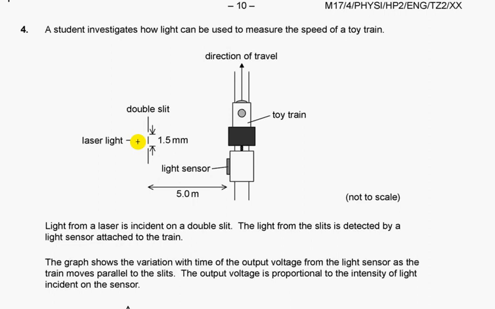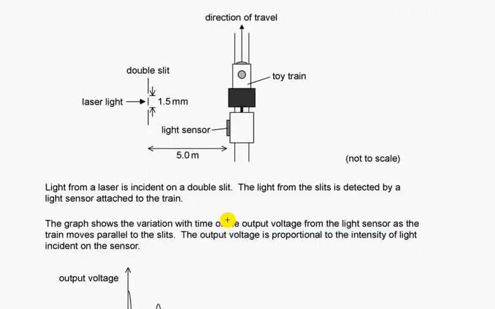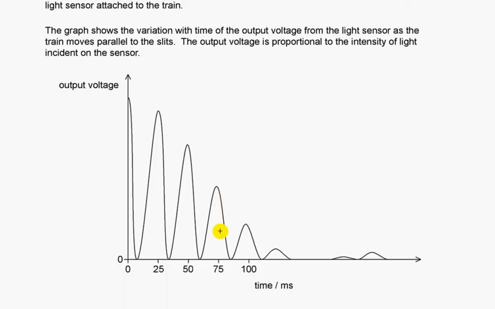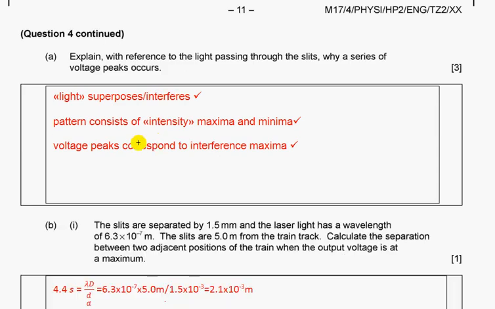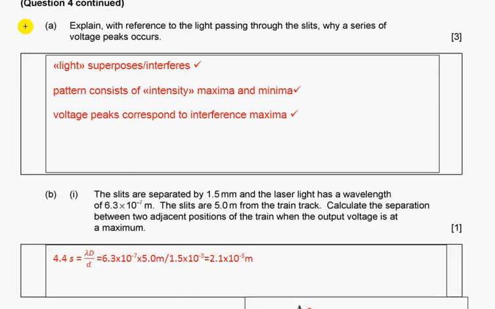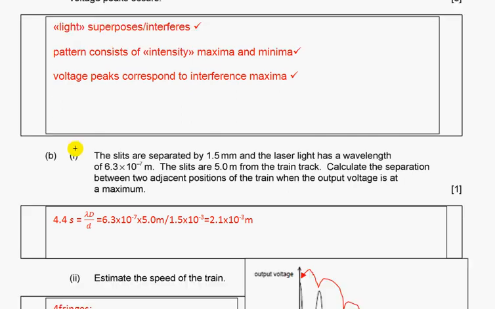So what we have here? We have here a double slit experiment. So on the path of the toy train we'll have fringes, and as a result we see such a picture, output voltage. Explain with reference to light passing through the slits why a series of voltage peaks occurs. So light interferes, patterns consist of intensity maxima and minima, and voltage peaks correspond to interference maxima.